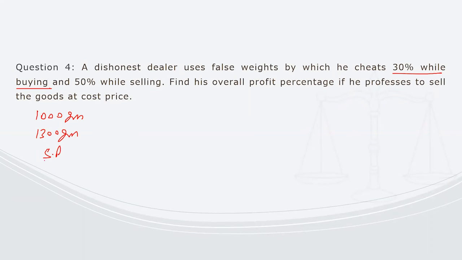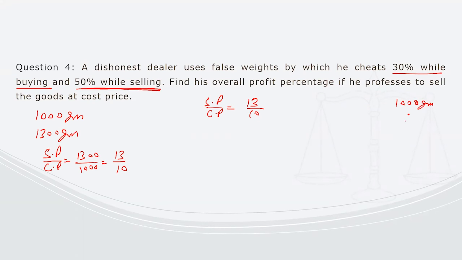So in this particular transaction, selling price by cost price ratio will be 1,300 divided by 1,000, right? So that's going to be 13 by 10. So I'm now going to write overall selling price by cost price ratios over here. And that's going to be 13 by 10 for the first transaction. And he cheats 50% while selling the product. So he's going to say that, look, I'm giving you 1,000 grams, but he will actually only deliver 500 grams, right? So his selling price by cost price will be what?